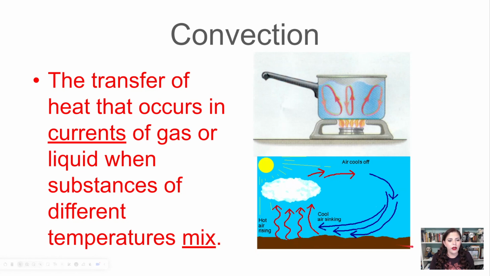It gets away from the hot ground, right? And it cools off and it sinks back down. And this is what causes clouds to move. This is what causes weather to move. And so we have this convection current.